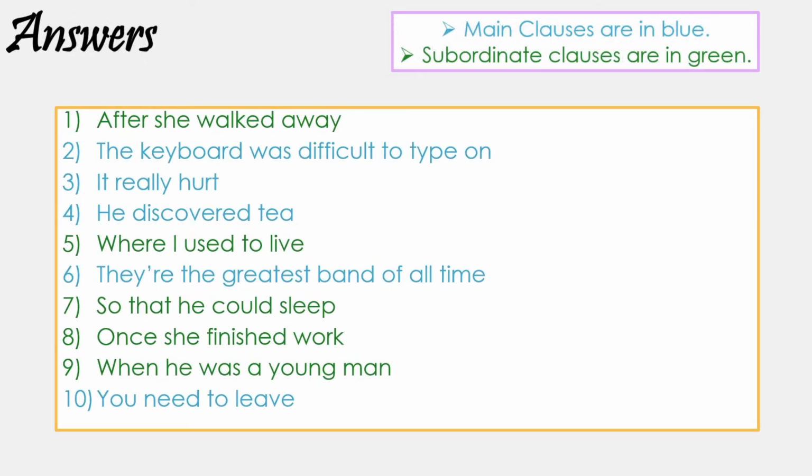And here are the answers. The main clauses are in blue. These ones make sense by themselves. The subordinate clauses are in green. These ones need something else for them to make grammatical sense. Give yourself a mark out of 10.